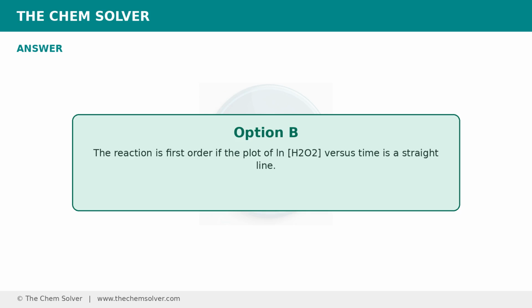The correct answer is option B. The reaction is first order if the plot of ln [H2O2] versus time is a straight line.